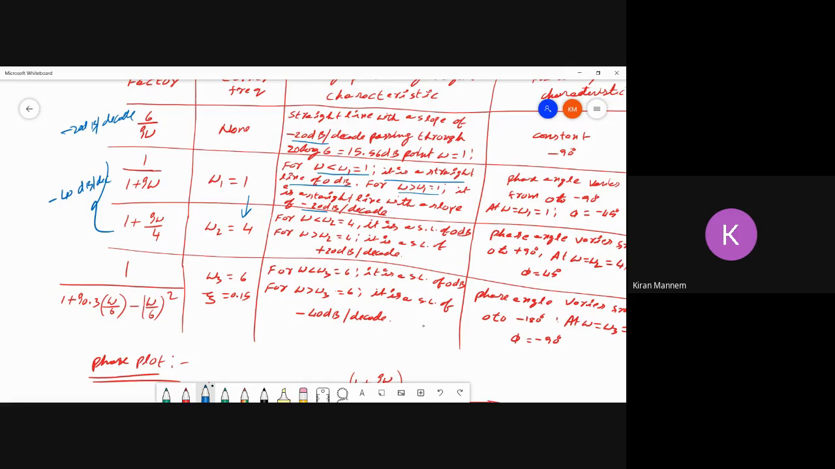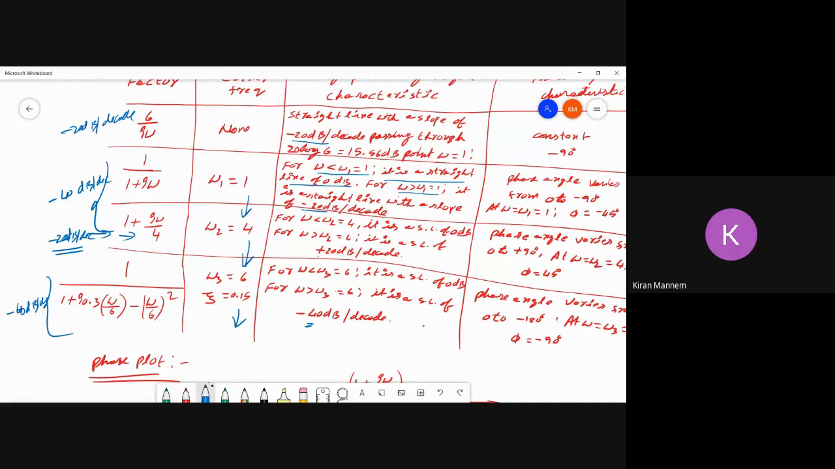So if you look at it, it is plus 20 dB. So plus 20 dB minus 40 dB. So at this point, it is changing. It is minus 20 dB per decade at this point. That is from 4 to 6, it is minus 20 dB per decade. So after 6, minus 20 minus 40. So it would be minus 60 dB per decade.